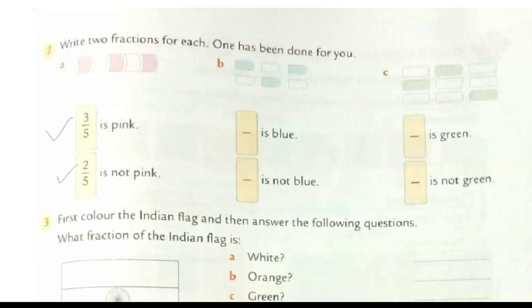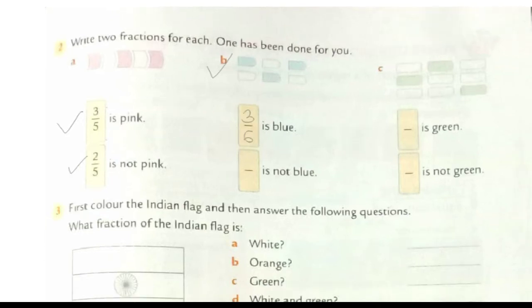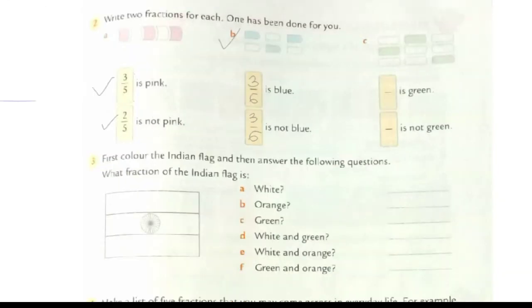The same way in question B, how many tiles are there? 6. And how many are blue? 3. So our fraction will be 3/6 is blue. Now, how many tiles are white? It's again 3. So our fraction will be 3/6 is not blue. Okay. Now the last one you will do yourself.